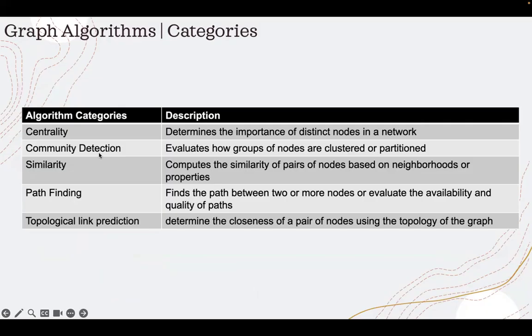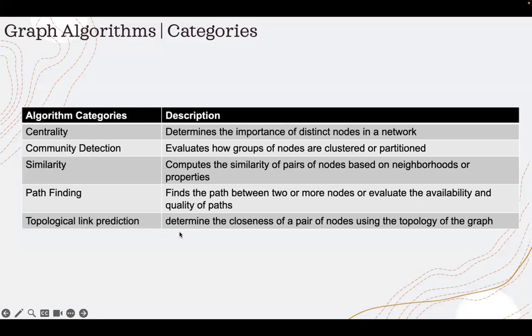Community detection, right? If you have seen Microsoft GraphRAG, that actually does community detection. I think it uses the Leiden algorithm there. These are some algorithms within community detection, which evaluate how groups of nodes are clustered or partitioned. Similarity computes the similarity of pairs of nodes based on neighborhoods or properties of the nodes. Pathfinding finds a path between two or more nodes or evaluates the availability and the quality of the paths. This is mostly used during route optimizations and all.